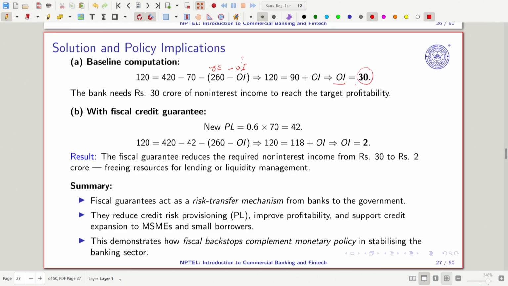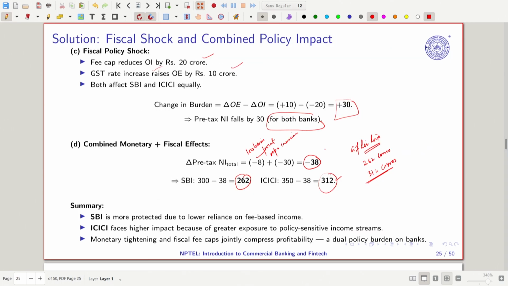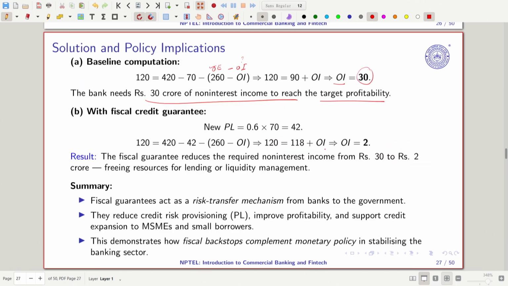And now you can see the bank needs 30 crore of non-interest income to reach the target profitability, because the bank has a target that it should get at least 120 crore of pre-tax net income, right? So in order to do that, we have to solve how much non-interest income it needs. So this we have done with the fiscal guarantee scheme.